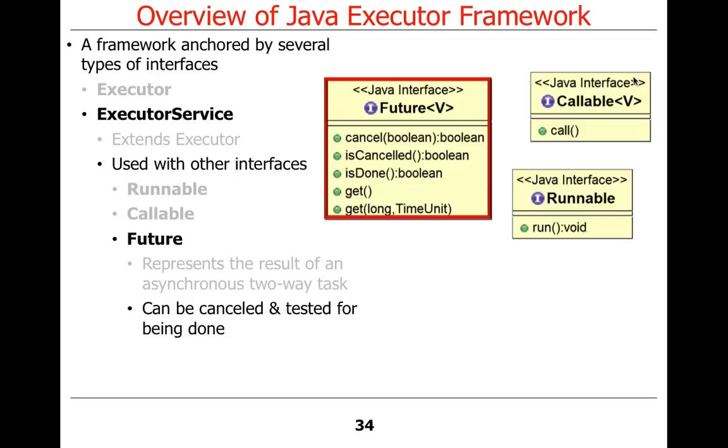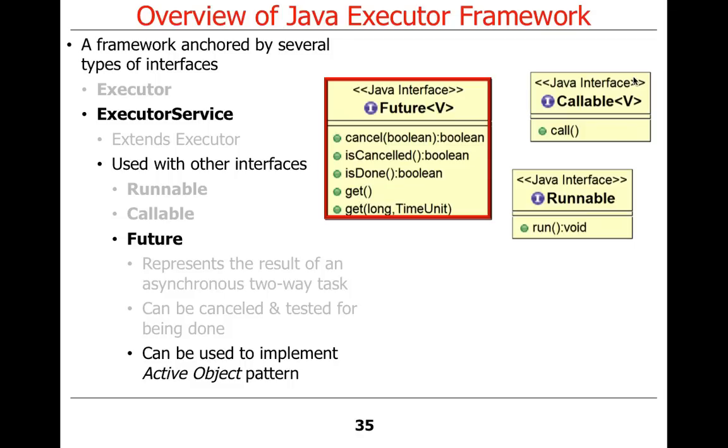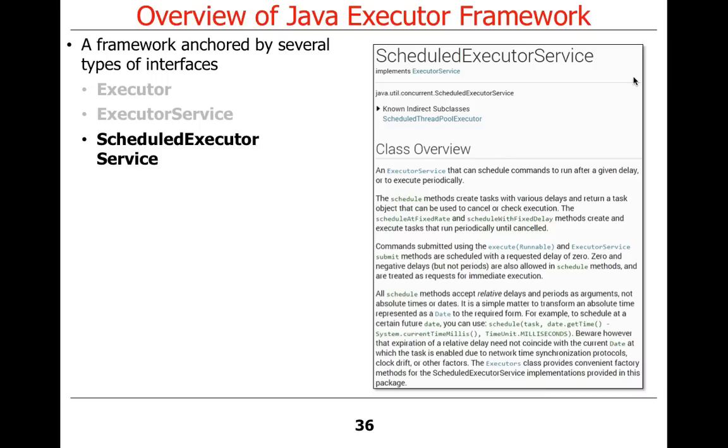Futures figure very heavily into some of the more cool asynchronous computation models we can do with the Executor Service framework. You can use this to implement something called the active object pattern, which is a way of being able to invoke methods that run asynchronously on objects. OK, we're going to spend most of our time talking about the Executor Service, with a little bit of Executor thrown in. There's some other stuff, though.